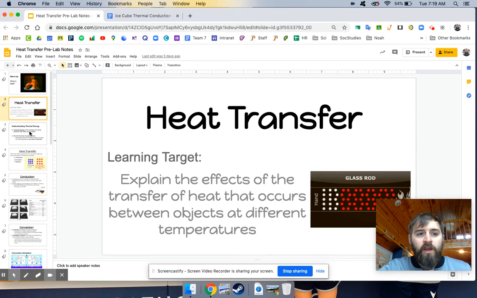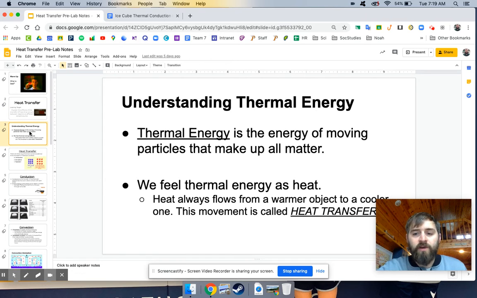In order to do that, the first thing I want you to officially write down in your notes is thermal or heat energy. If you want to put heat in parentheses, that would definitely help you. What is thermal energy? Thermal energy is the energy of moving particles that make up all of matter. On the next slide, I'll show you some pictures of what that moving looks like.